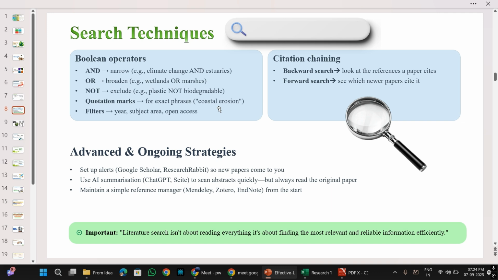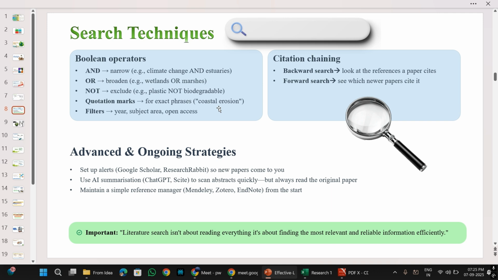So that is what we call backward search and forward search. Backward search means look at the references that the paper cites, and forward search means look at how many and which new papers have cited this particular article. You have a mountain of literature with you when you go through these two techniques.